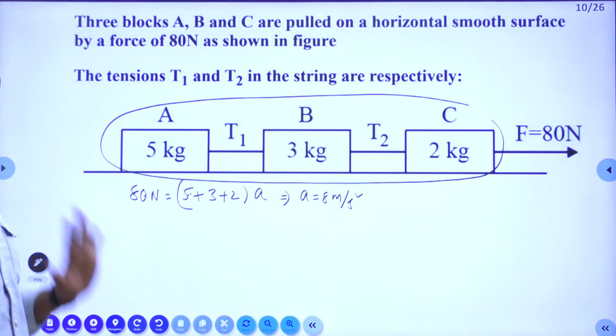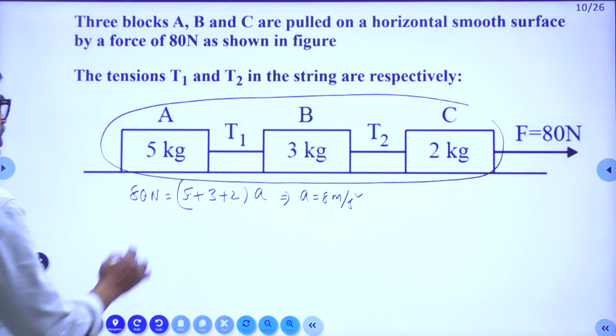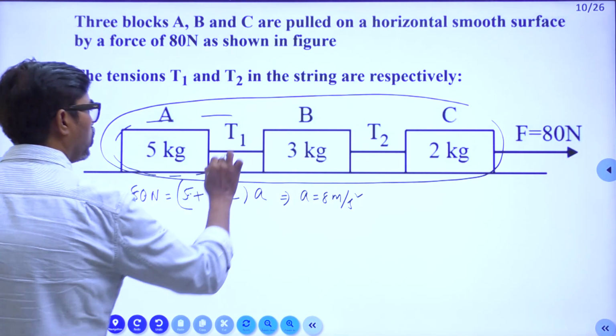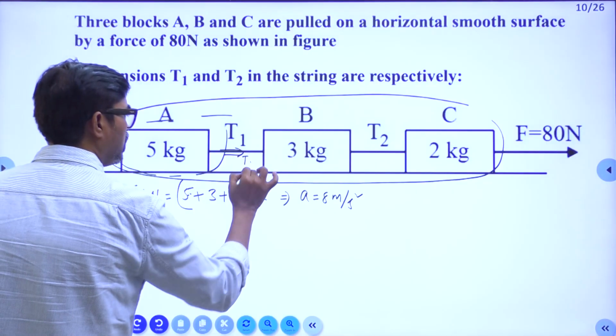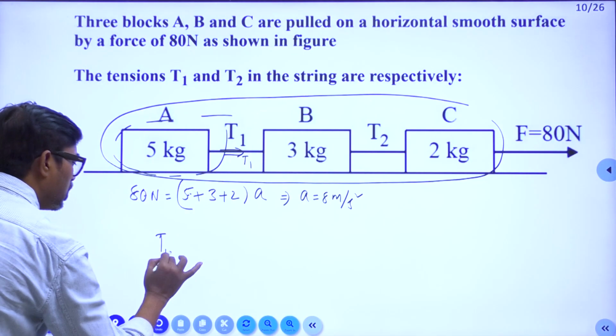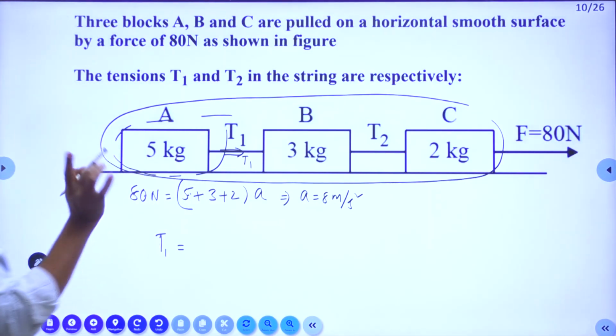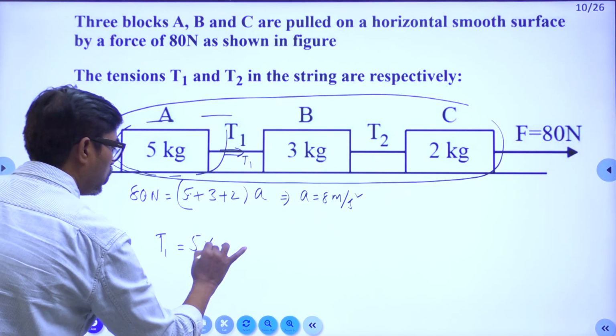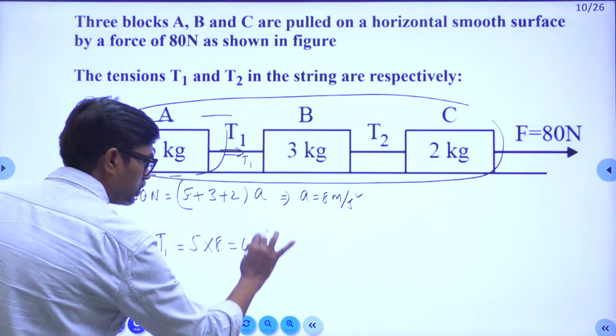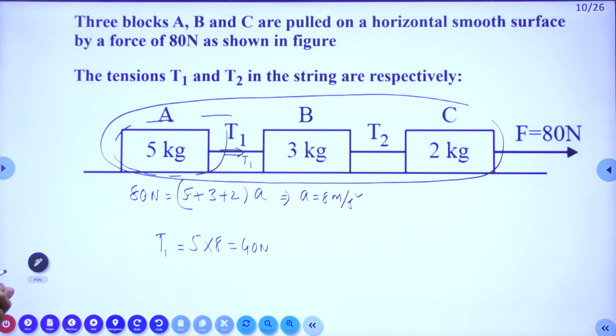Now I want, let us say, T1. So to find T1, I'll just focus only on the 5 kg block, where the external force is only T1. So T1 should produce the same acceleration for the 5 kg block. 5 into 8, you will get 40 Newton. Very simple. Now I want to find T2.